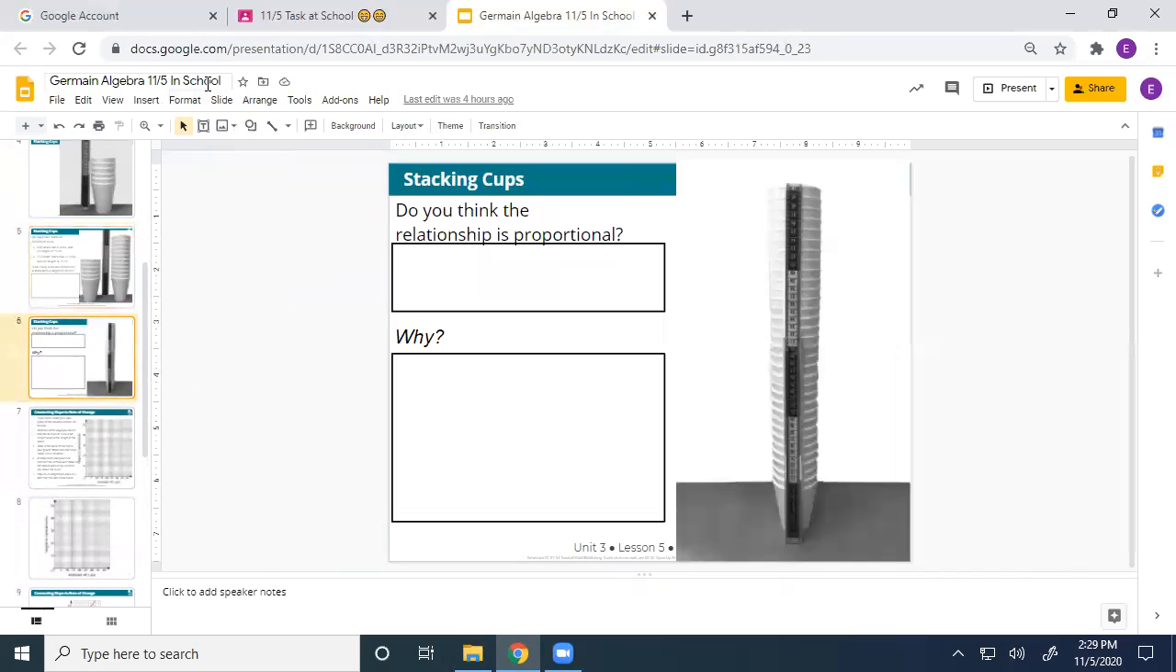Okay, so looking at this and thinking about what we know about proportional relationships. Wait, first of all, what's a proportional relationship? Do we remember from last year what a proportional relationship is, or what a proportional graph would look like?